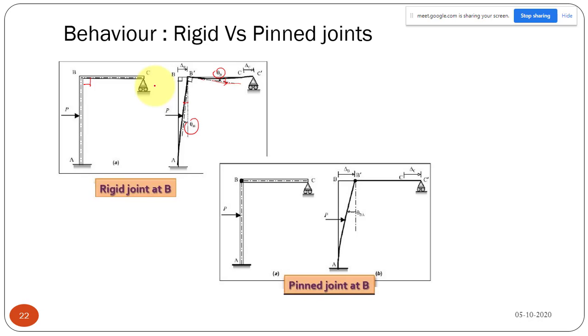That means whatever deformation happens to one member, the same deformation, rotation or translation, happens to the other. This beam is moving this much length, the column is also moving this much length, so the translation is going to be the same, and the rotational deformation will also be the same, because the two members are rigidly connected. The rigid connection means we can say that it will behave as one member. There won't be any relative movement of any member.